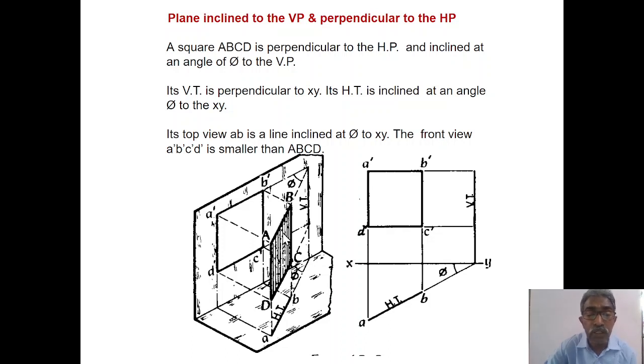Now project on the horizontal plane. Here you will get a line. And project on the vertical plane, you will get the front view. That is the reduced figure.